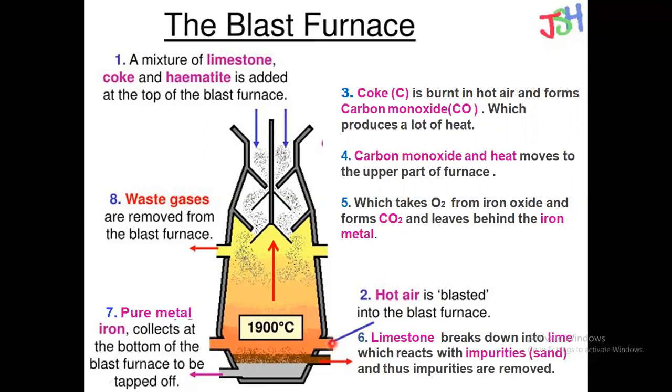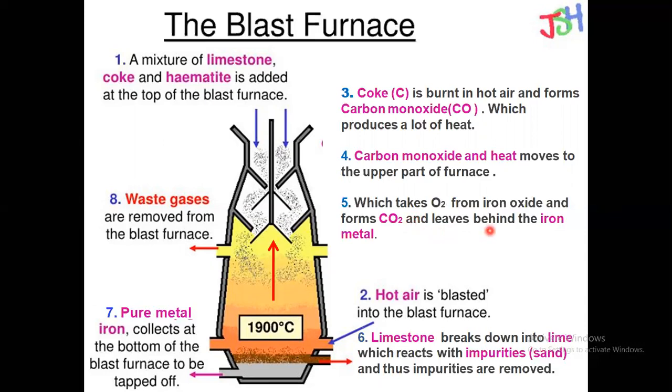Clear? In step 3, coke is burnt in hot air and forms carbon monoxide. Burning of coke supplies most of the heat required in this process. In step number 4, the carbon monoxide which is produced, and heat, move to the upper part of the blast furnace, and it takes oxygen from iron oxide and forms carbon dioxide.